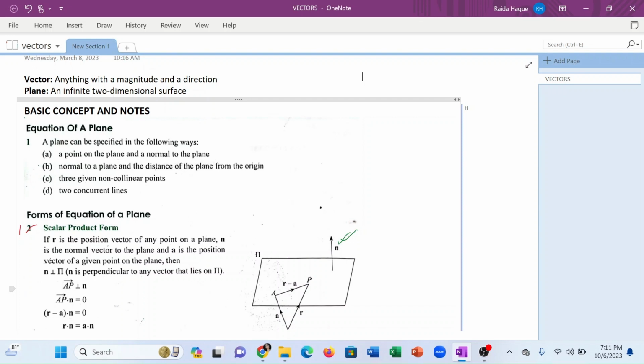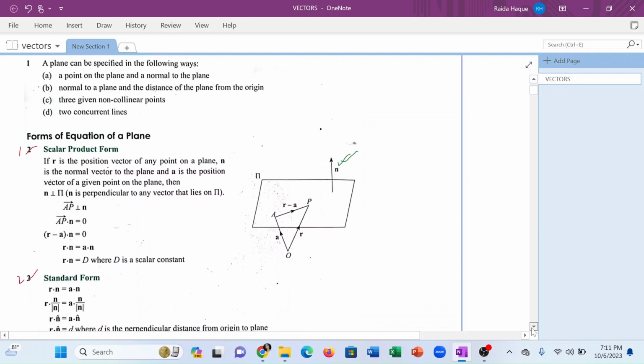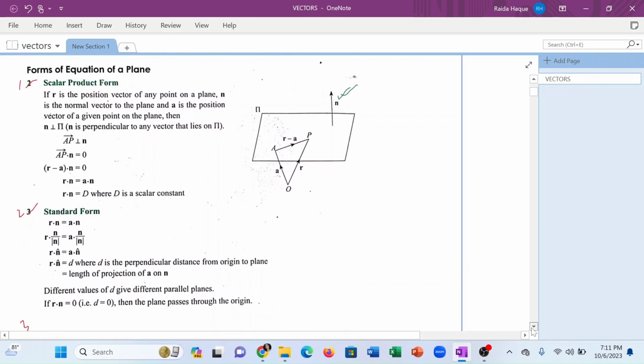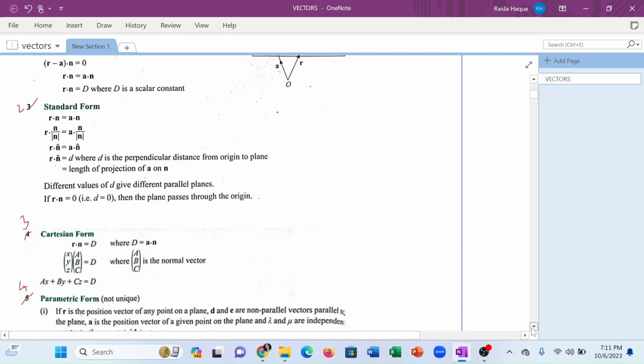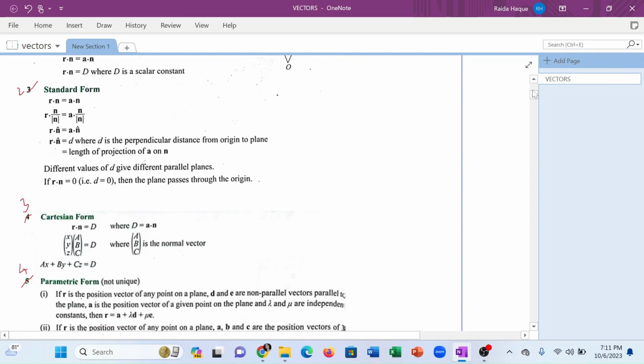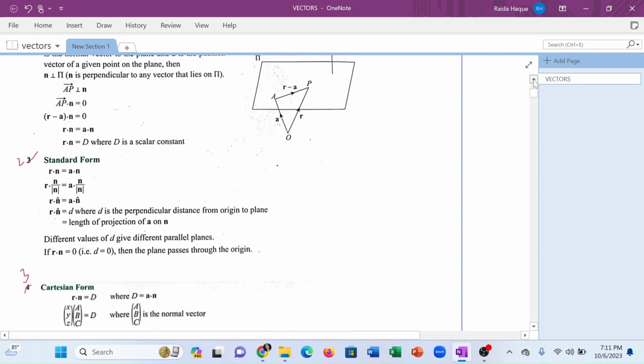So concurrent lines basically means intersecting lines, which is the opposite of parallel lines. Now, what are the different forms of the equation of a plane? The equation of a plane can be defined in the scalar product form. Then we have number 2, the standard form. We have number 3, the Cartesian form, and number 5, the parametric form.